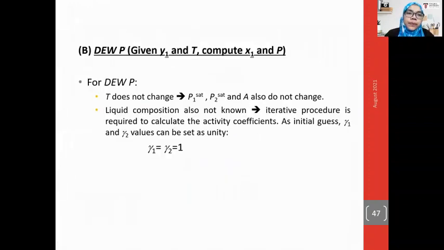Okay, for the dew P, we need to determine the P, and the given is the composition of the vapor phase.